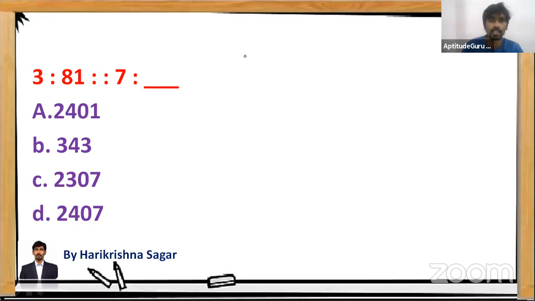What is the answer for the next question, which is available on the screen? 3 to the power 8 minus 1, divided by 7 dash. This is a question.